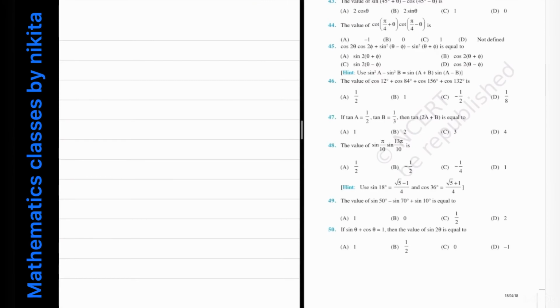Question number 50. If sine theta plus cos theta is equal to 1, then the value of sine 2 theta is equal to. The four options are 1, half, 0 and minus 1. Okay, so you have to find the value of sine 2 theta and it is given that sine theta plus cos theta is 1. So question number 50. So given is that sine theta plus cos theta is equal to 1.